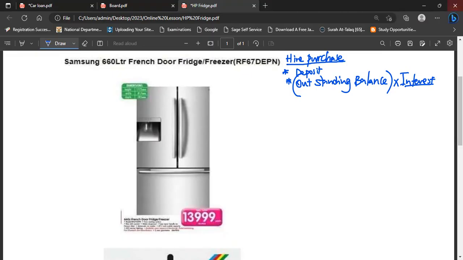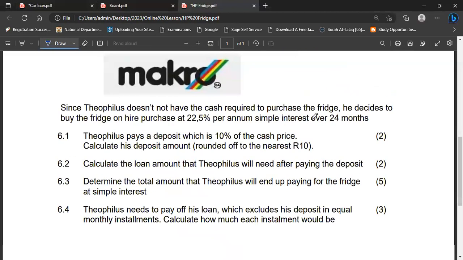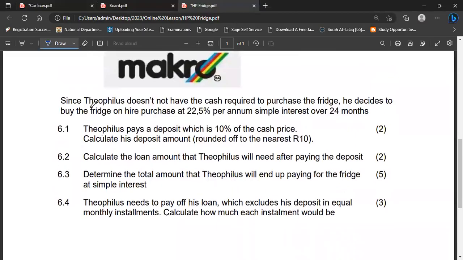Let's look at the question that we have down here. It says the person doesn't have the cash required to purchase the fridge. He decides to buy the fridge on hire purchase at 22.5% per annum simple interest over a period of 24 months, which is 2 years. Question 6.1. The person pays a deposit of 10% of the cash price.